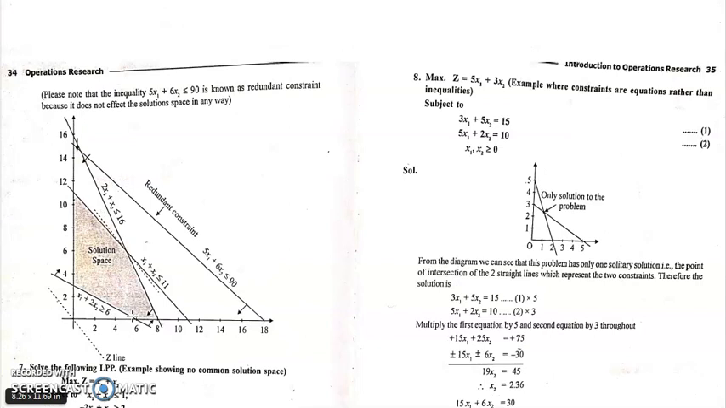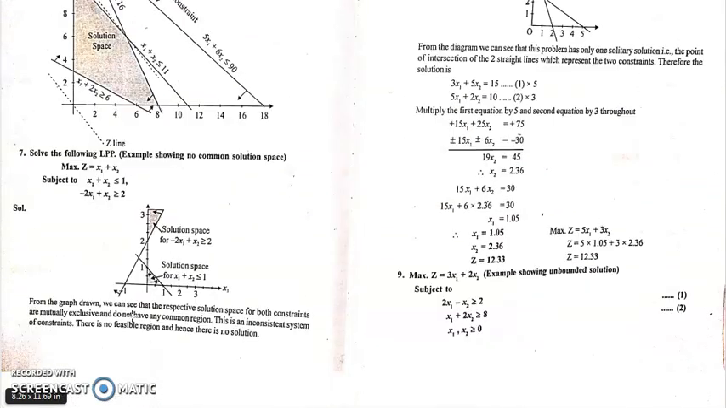Next we'll see one more variety of problem, an example showing no common solution space. This is maximizing z, which is x1 plus x2. This is the objective function, subject to 2 constraints. One has a less than or equal to sign, another has a greater than or equal to sign. So you can observe here.